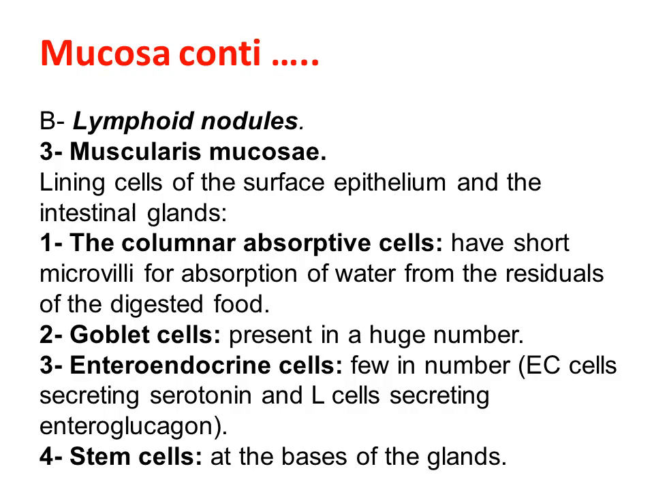The columnar absorptive cells have short microvilli for absorption of water from the residuals of the digested food. Also, goblet cells are present in huge numbers, and the enteroendocrine cells are few in number, like C cells secreting serotonin and L cells secreting enteroglucagon, and the stem cells at the base of the glands. There is also the muscularis mucosa.